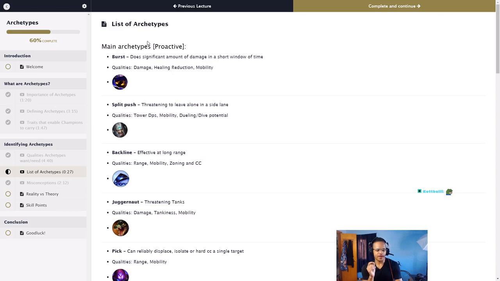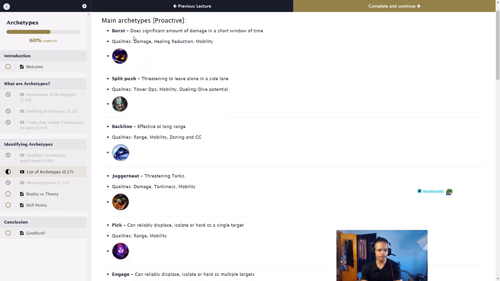All right, so here is the list of archetypes. There are the main archetypes that are proactive. So Burst, which we'll get into quantifying a little bit more in detail later, but Burst is, you have to be able to do a significant amount of damage in a short period of time. You can see my general description, with Veigar being my example here.